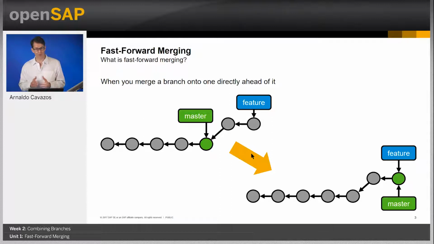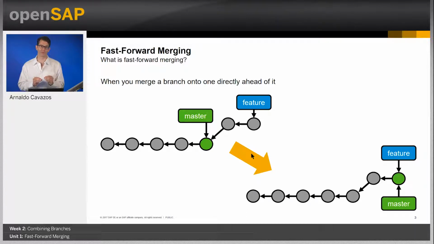In a fast-forward merge, you're simply moving a branch pointer ahead a certain number of commits. So you are fast-forwarding the branch pointer. You're merging from master onto feature. And the result is that you just have advanced the master branch pointer.